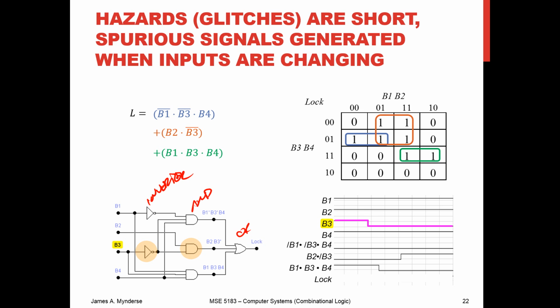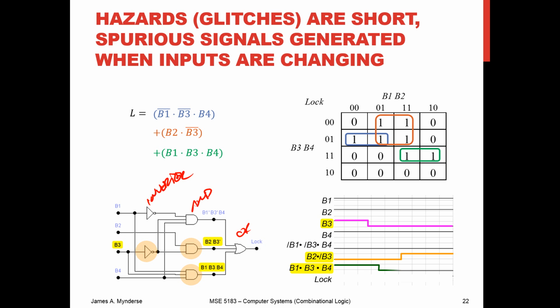But when B3 changes, B2 and not B3 is also going to change, but there's going to be some time delay, because when B3 changes, it takes a little bit of time to get through the inverter, and then it's going to take a little bit of time to get through the AND gate, so there's a little bit of a time delay before the B2 and not B3 shows up at the output.